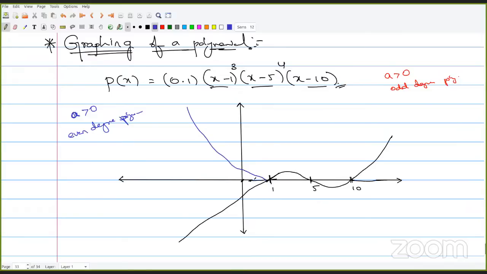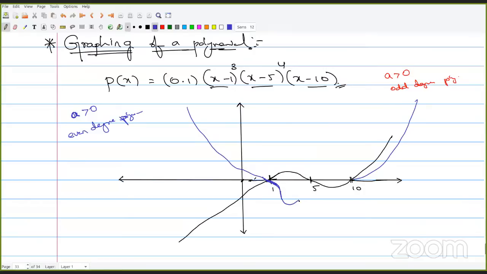Both will be on the upwards. Yes, sir. Like this. First draw the end behavior. Now the multiplicity of 1 is 3, which is odd. So you have to cut, or there will be a slight difference. It will be like this, a shape difference. It will actually cut and go to the other side, but there will be a shape difference.